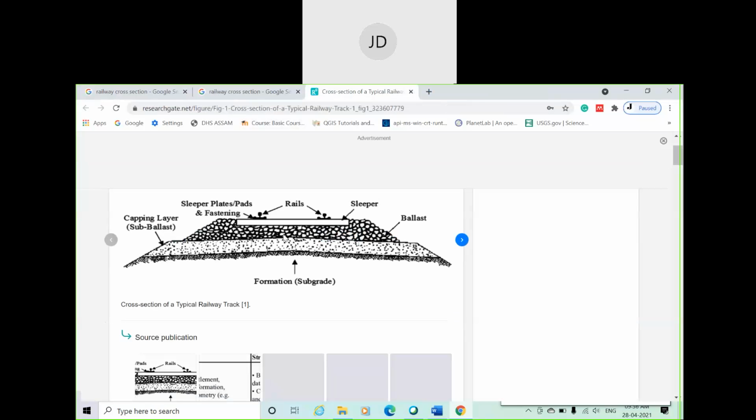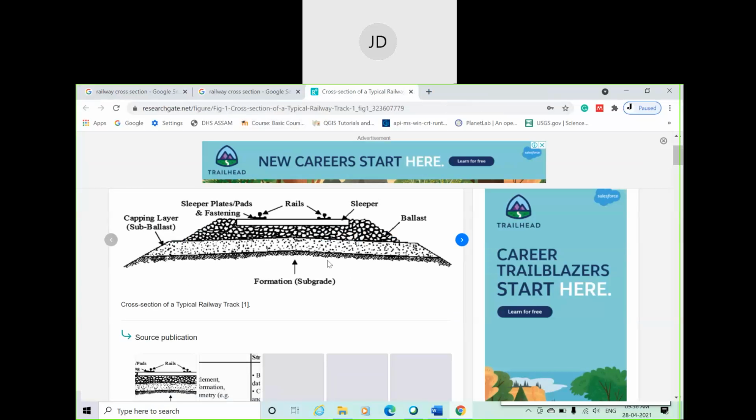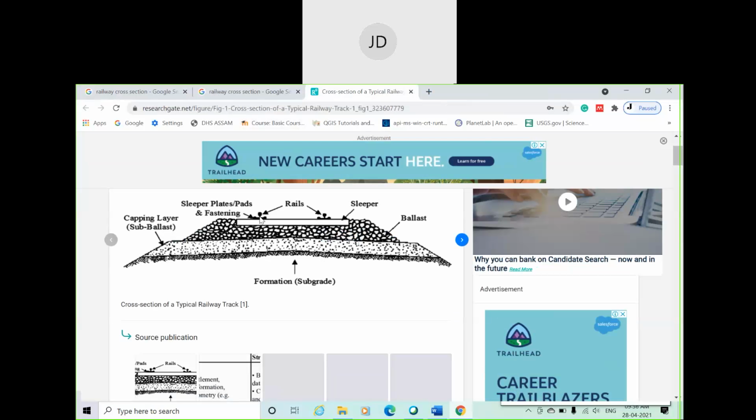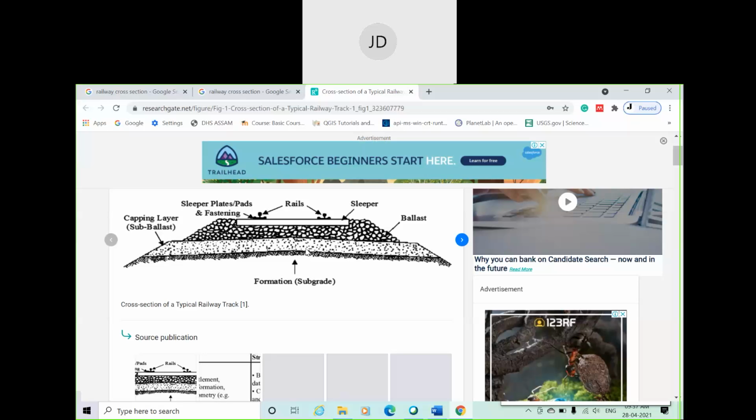So this is a typical cross-sectional view of a railway track. Here you can see the rail. It's a flat-footed rail, I guess. The rails are fixed with the sleeper. You can see this is a sleeper with the fastener, or chair, you can say. The rail is attached to the sleeper, and the sleeper is laid above the ballast. Here you can see the ballast. I'll show you the real picture also. And below the ballast there is a sub ballast also. This one is also coarse aggregate of smaller size.